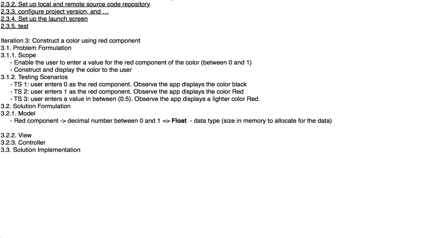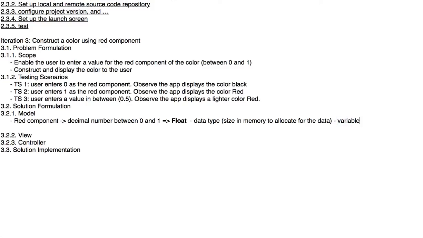Anyway, so we have a red component that's a number, and we're going to save it as a float. This will be entered by the user. So it's a variable, meaning that I don't know what that number will be. When we design the app, we have no idea what the user will enter. So we call this a variable.